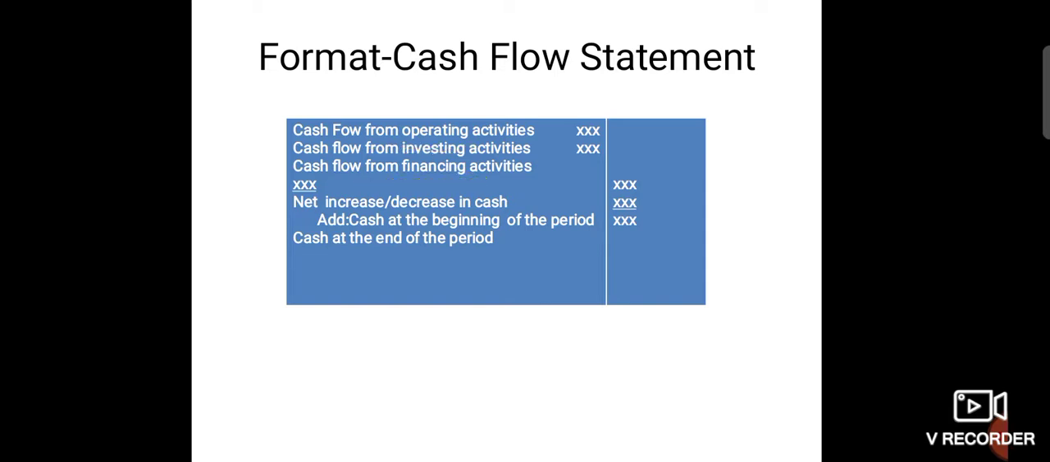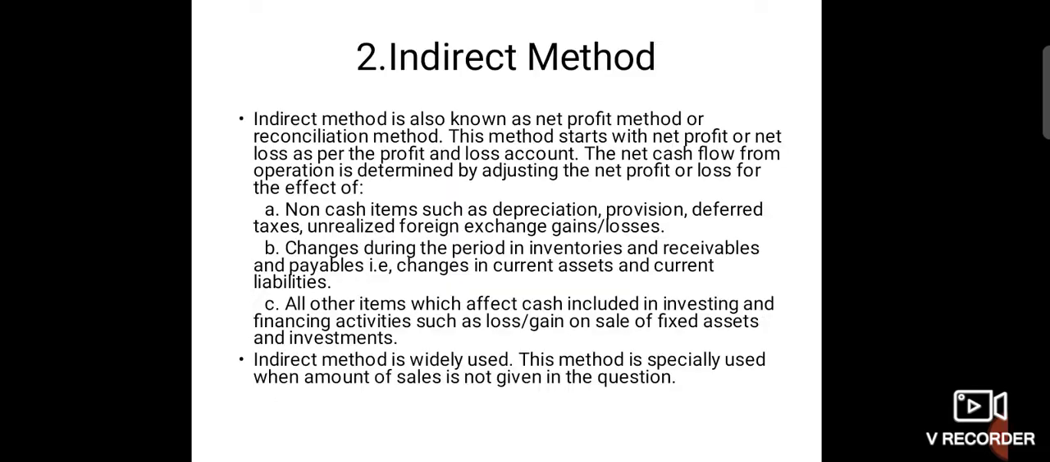Once we get these three, we add them, and we'll get net increase or decrease in cash. And with that we add cash at the beginning of the period, and we'll get cash at the end of the period. Then it's done. That's the cash flow statement. Okay, so this is the cash flow statement.